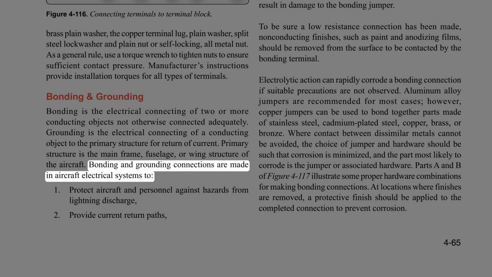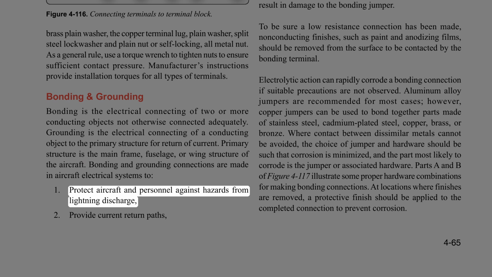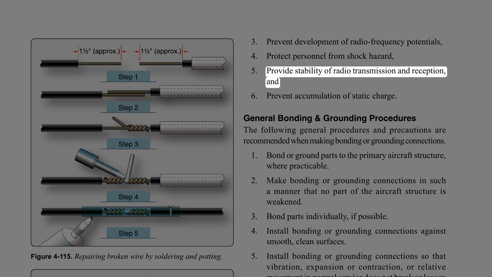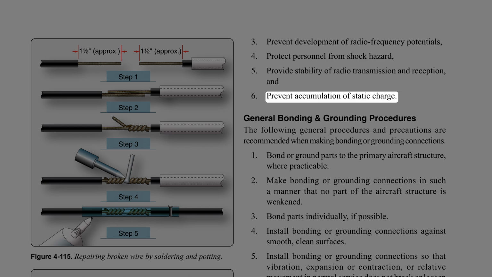Bonding and grounding connections are made in aircraft electrical systems to protect aircraft and personnel against hazards from lightning discharge, provide current return paths, prevent development of radio frequency potentials, protect personnel from shock hazard, provide stability of radio transmission and reception, and prevent accumulation of static charge.